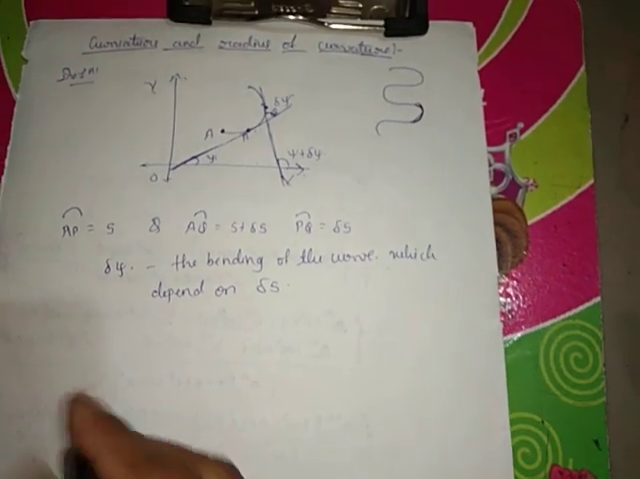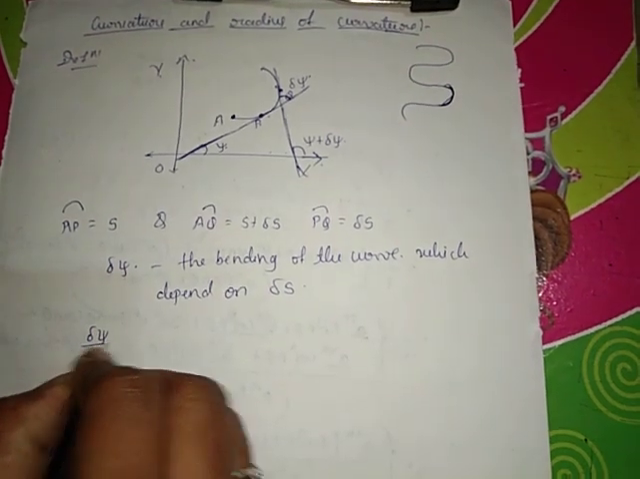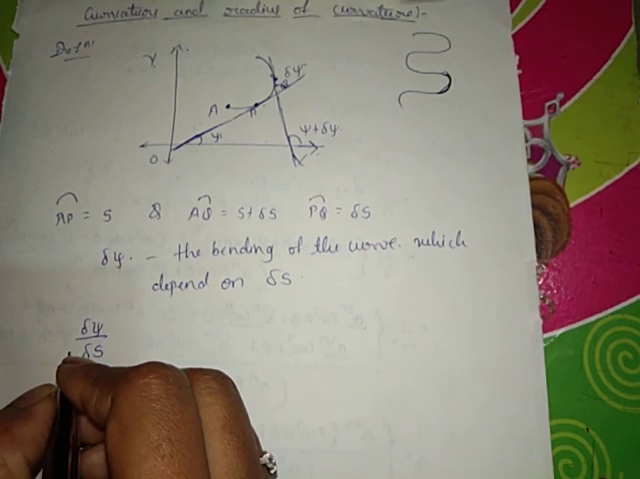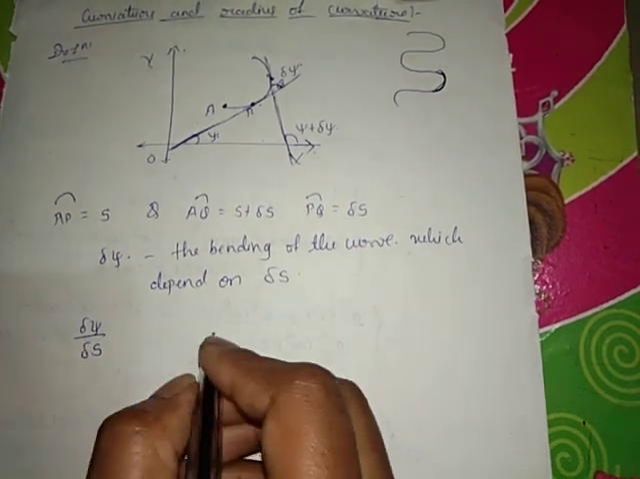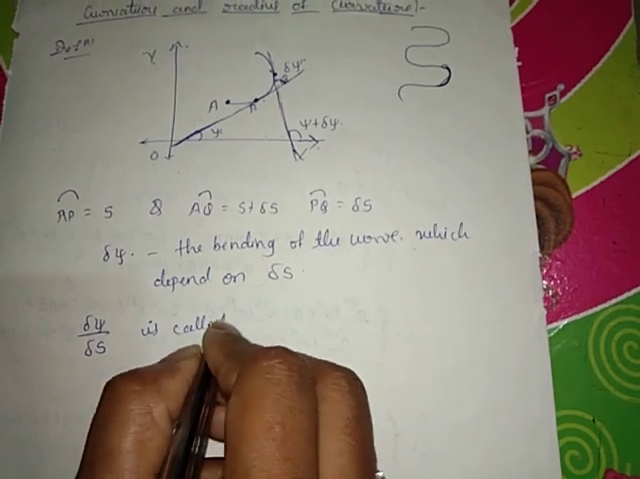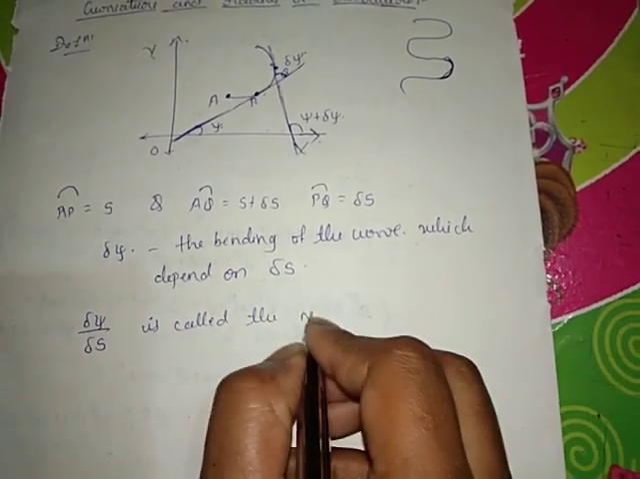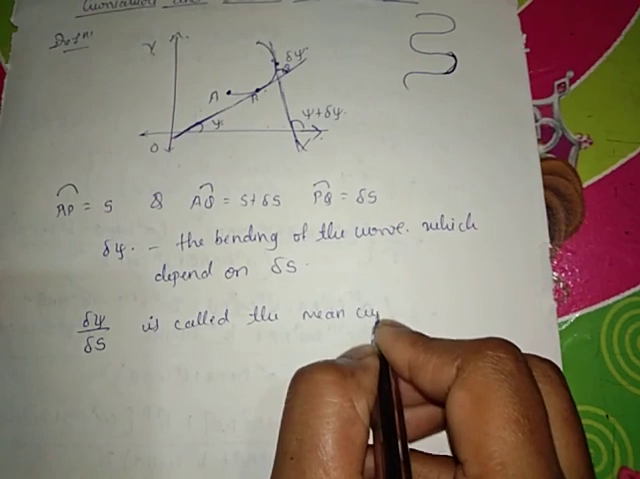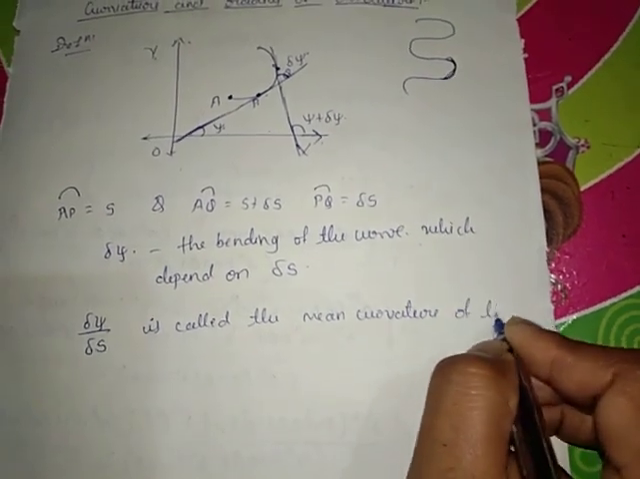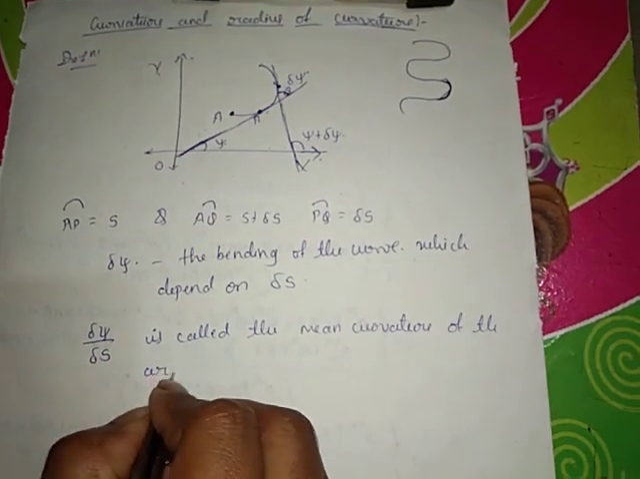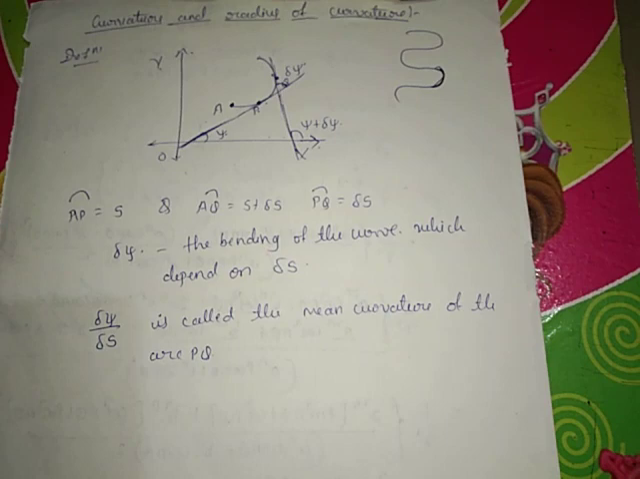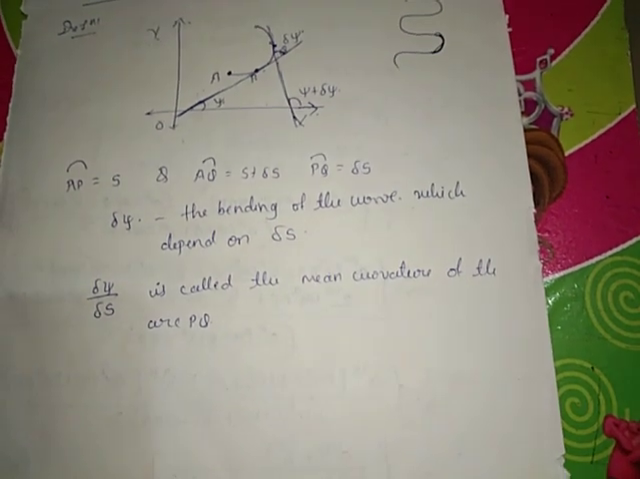Now the curvature of the arc. Delta xi divided by delta s is called the mean curvature of the arc PQ.